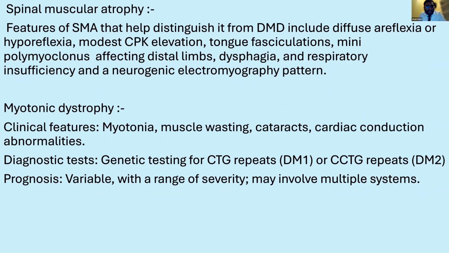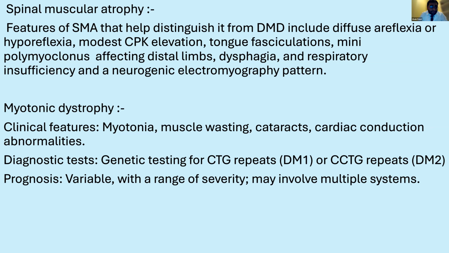Another type is spinal muscular atrophy. The main symptoms are decreased or absent reflexes and modest elevation of CPK. There may be fasciculations in the tongue, minipolymyoclonus, meaning hyperkinetic involvement affecting the distal limbs, problems with swallowing, respiratory insufficiency, and neurogenic electromyography pattern.